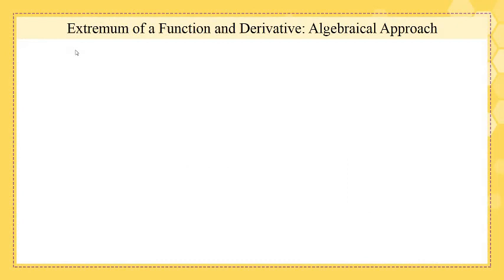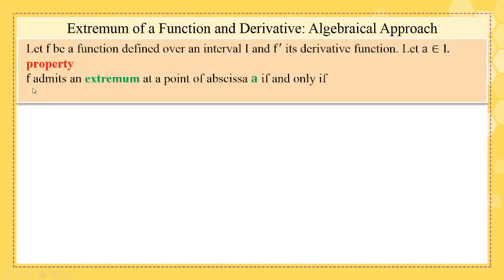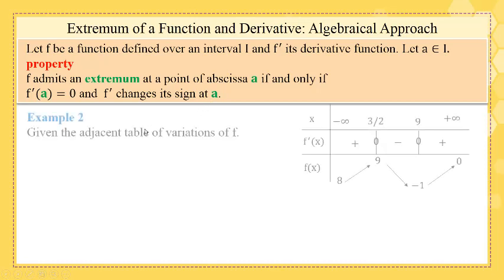Now we will consider a property in order to determine the extremum of a function in a way other than that of the definition. f admits an extremum at a point of abscissa a if and only if f prime of a equals 0 and f prime changes its sign at a.